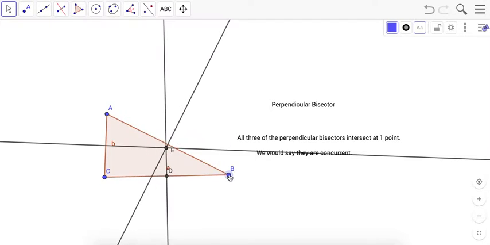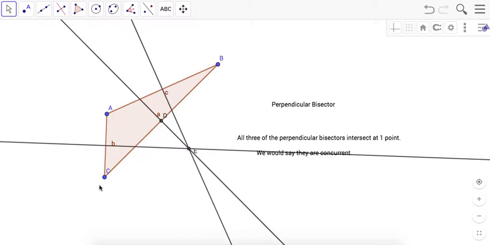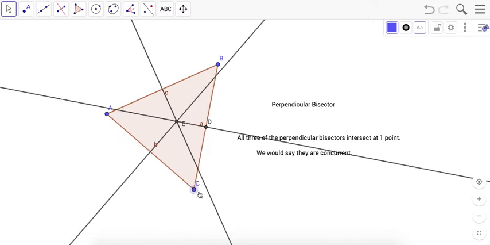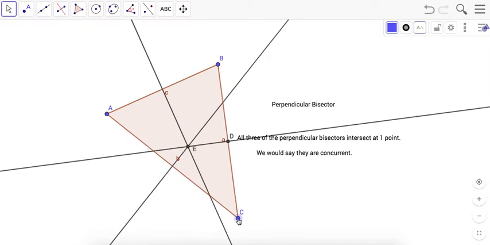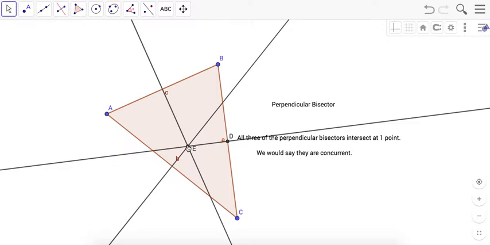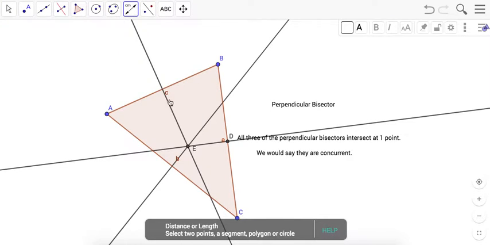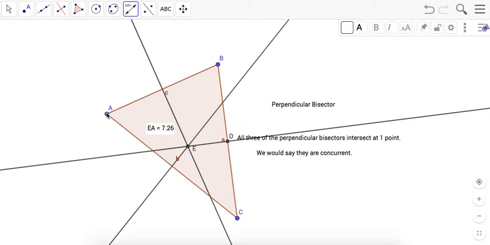You want to see something even cooler? You'll always be like, yeah, not that cool. But watch what happens when I find the distance between this point and each vertex. This is really neat. The distance between E and A is 7.26. What about the distance between E and B? 7.26. What about E to C? Oh, 7.26. It's all the same.